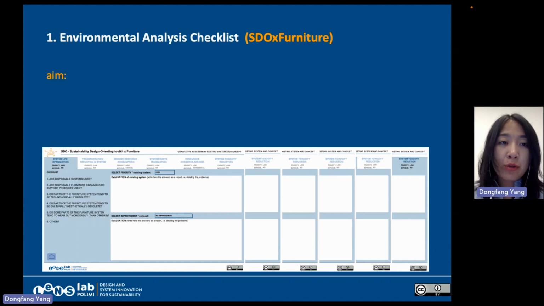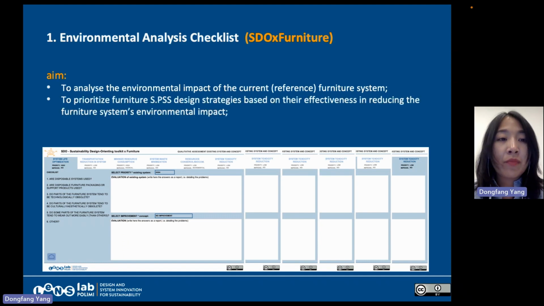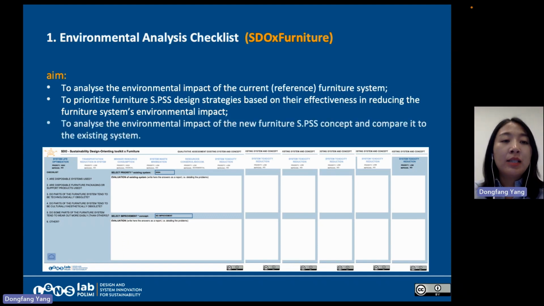The first tool I'm going to introduce is the Environmental Analysis Checklist. It has 3 aims. First, to analyze the environmental impact of the current furniture system and to prioritize furniture sustainable product service system design strategies based on their effectiveness in reducing the furniture system's environmental impact. Last but not least, to analyze the environmental impact of the new furniture SPSS concept and compare it to the existing system.